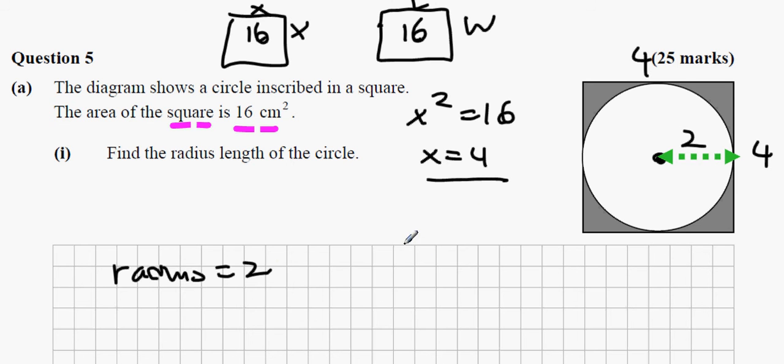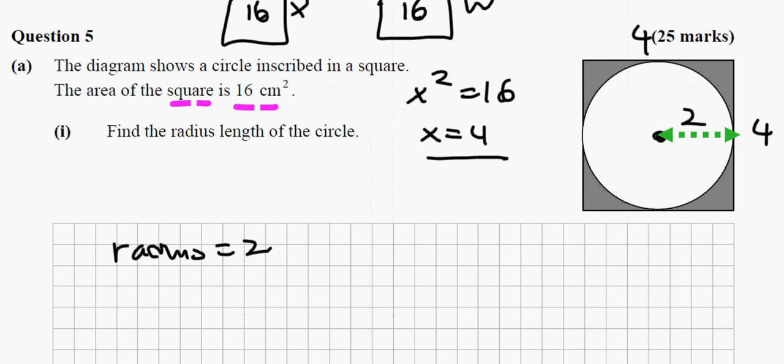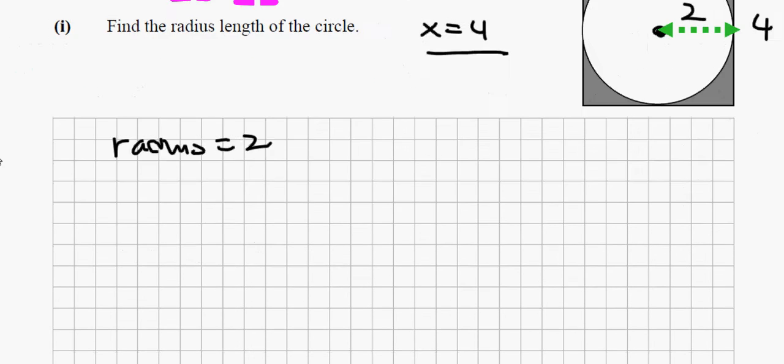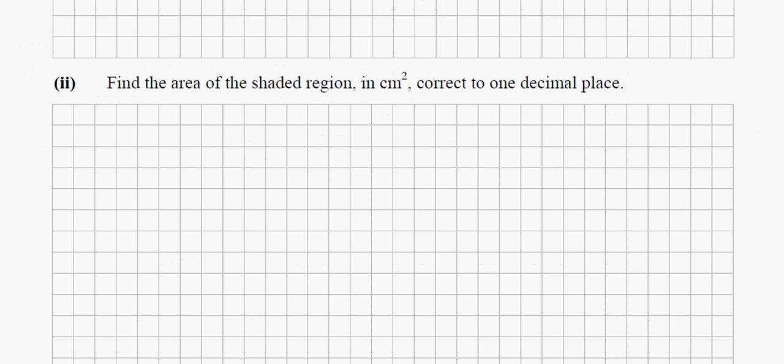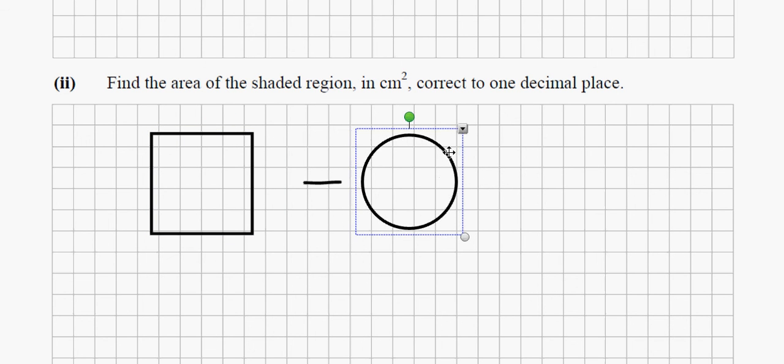Next part, part 2. Find the area of the shaded region in centimeters squared, correct to one decimal place. So the shaded region is basically the square minus the circle. The area of the square minus the area of the circle. So basically we have a square here, and then you want to take away the area of the circle. Okay, so the circle would be something like that, maybe, just to fit in. So the area minus the slightly bigger circle.